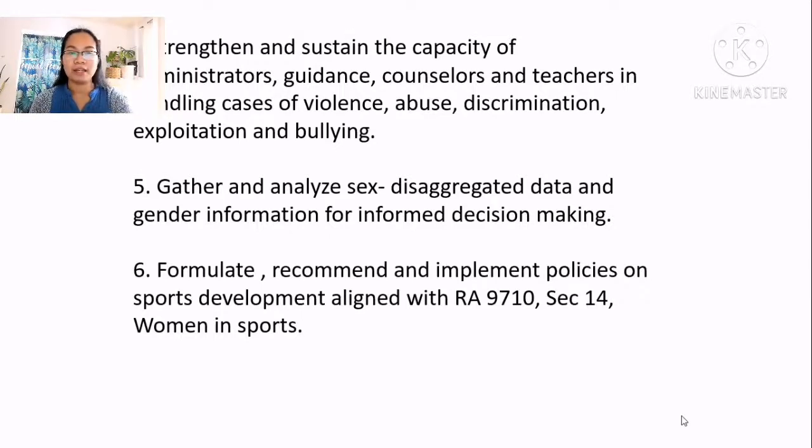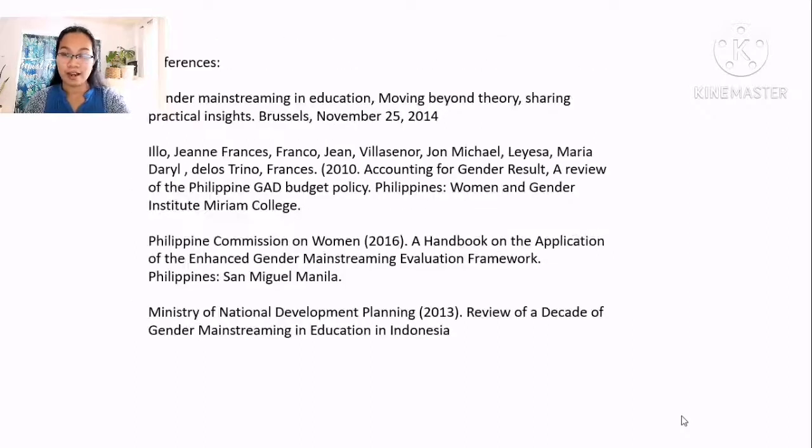Then formulate, recommend, and implement policies on the sports development aligned with RA 9710, Section 14, or Women in Sports. Okay? So these are just some other recommendations to attain gender fair education. Okay. Hopefully you have learned something from this training and you can apply it to your modules. Dahil ngayon po, wala pa tayong face-to-face, but we can review the modules or the learning materials that we are sending our students kung wala na pong gender stereotypes.